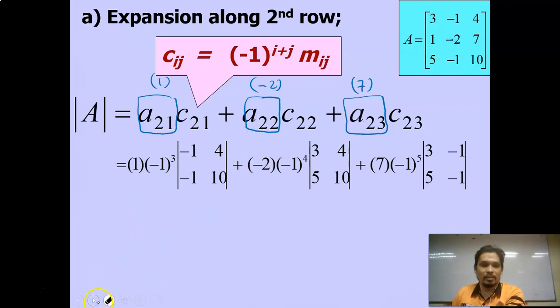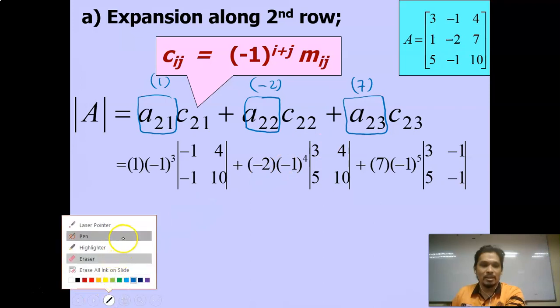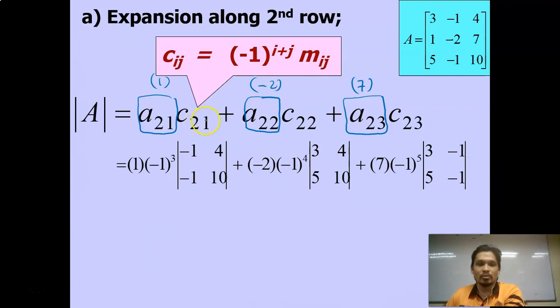To find the cofactor, you need to find the minor first. For the minor of C21, delete the second row and the first column. What is left is negative 1, 4, negative 1, 10. And for A22, we delete the second row and the second column. So what's left is 3, 4, 5, 10.